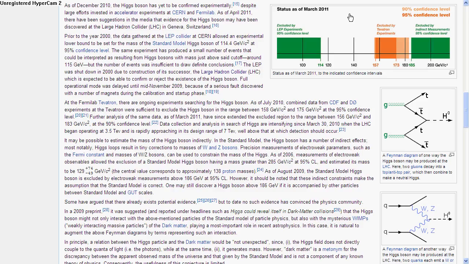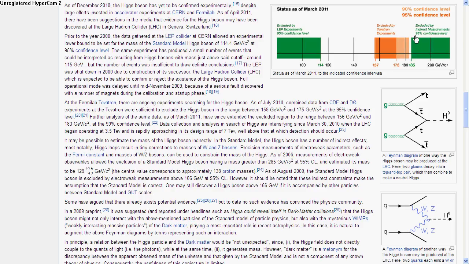You can see that the lower bound is at 114.4 giga-electron volts. And then they've said it can't be between 156 giga-electron volts of mass and 183 giga-electron volts, and that is with a 90% confidence level. And the lower bound of 114.4 giga-electron volts is with a 95% confidence level.